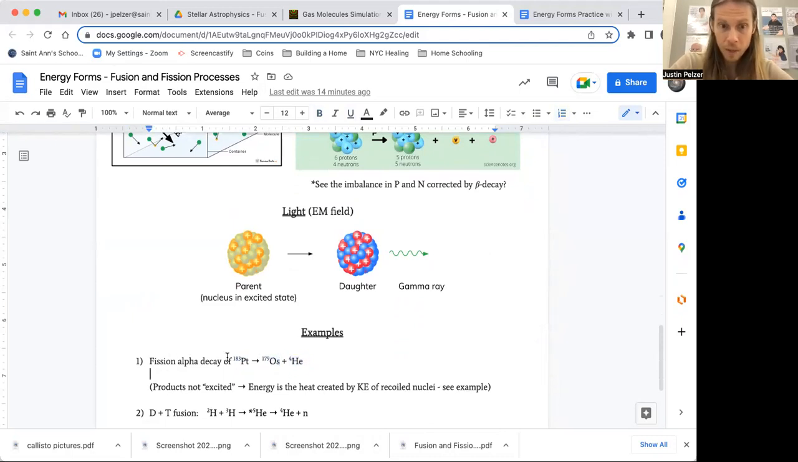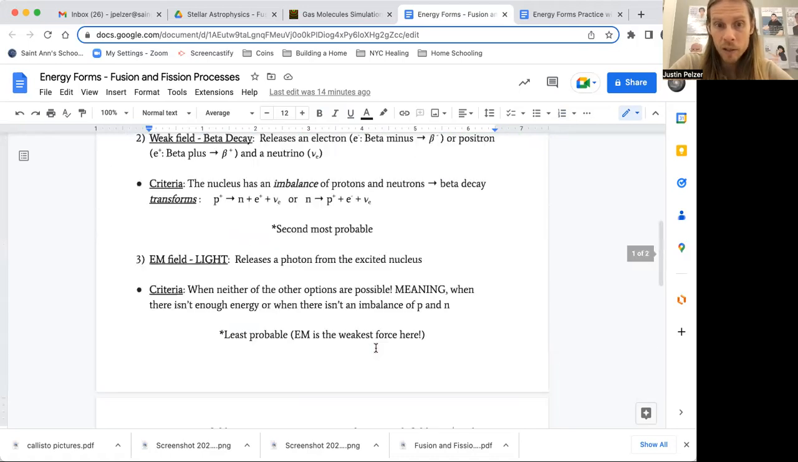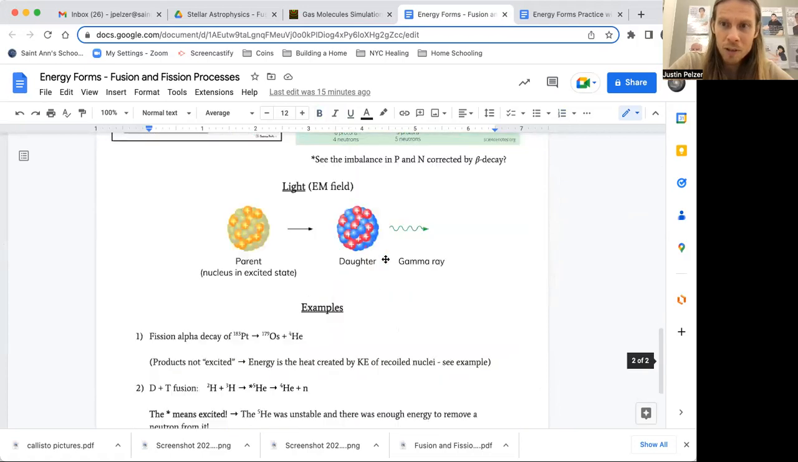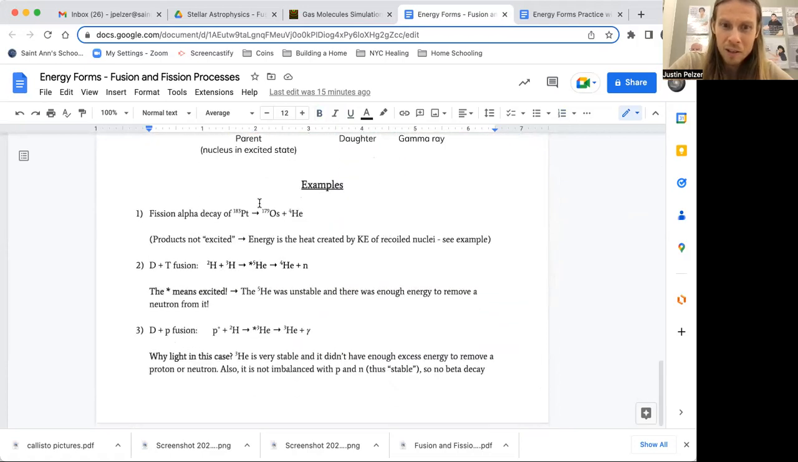Great, this is fission. Now these have excess energy. These products are not excited though. I want to start by saying not always does this happen. Like I said up here, it only sometimes creates an excited nucleus. Pretty much it's always for fusion, but sometimes fission, right? But in fission, because you're ending up with smaller things, they typically just carry it away as kinetic energy already.